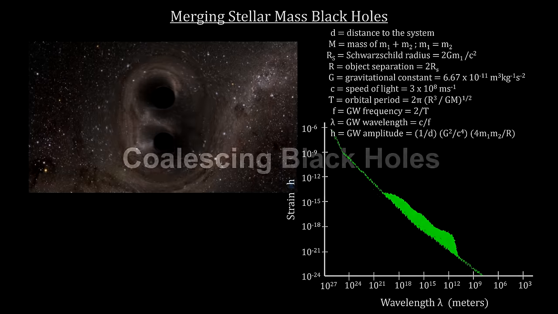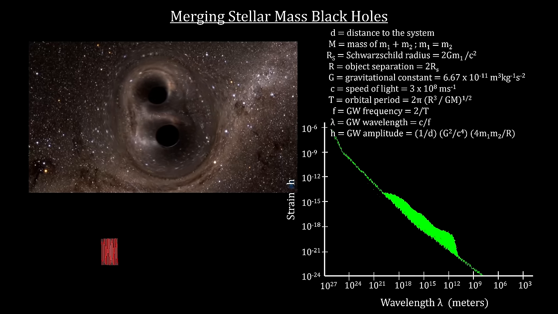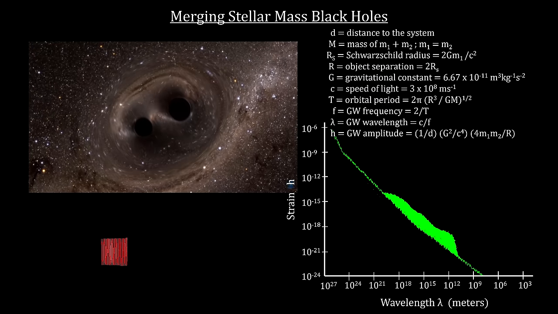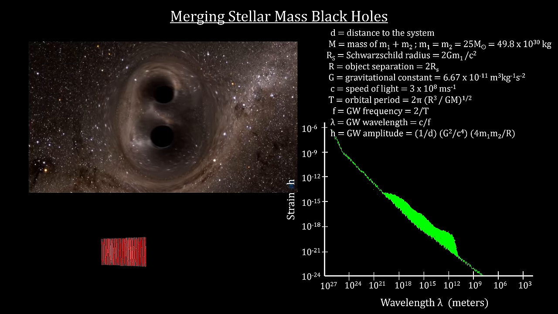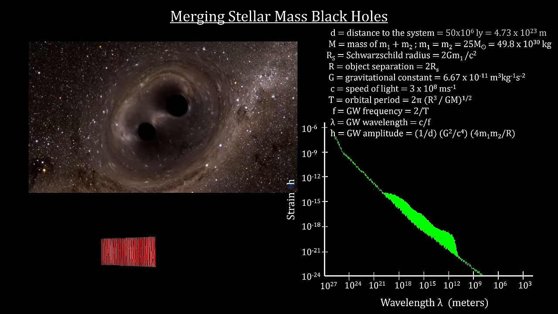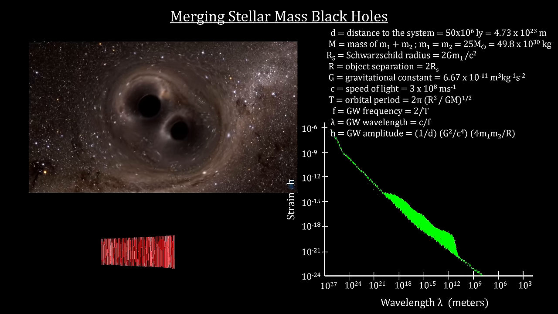Here we have a black hole merger simulation. We'll start with stellar mass black holes that run from 3 to 50 times the mass of our Sun. In this example, each black hole has 25 times the mass of the Sun, and they are in orbit 50 million light-years away in the Virgo supercluster.